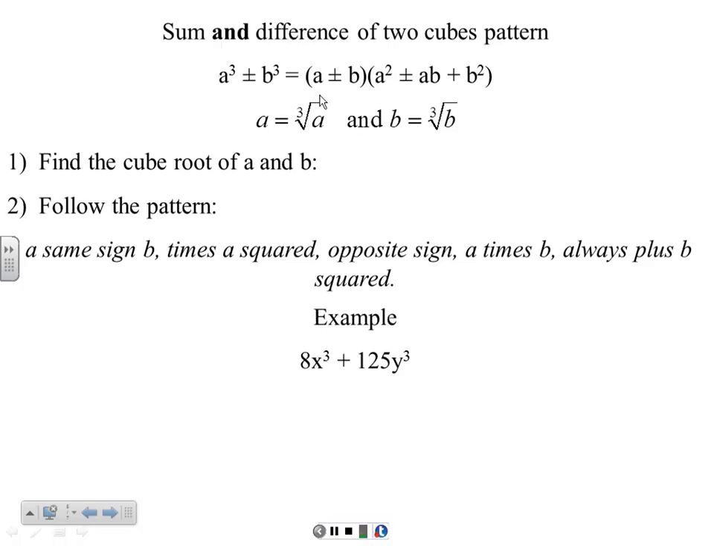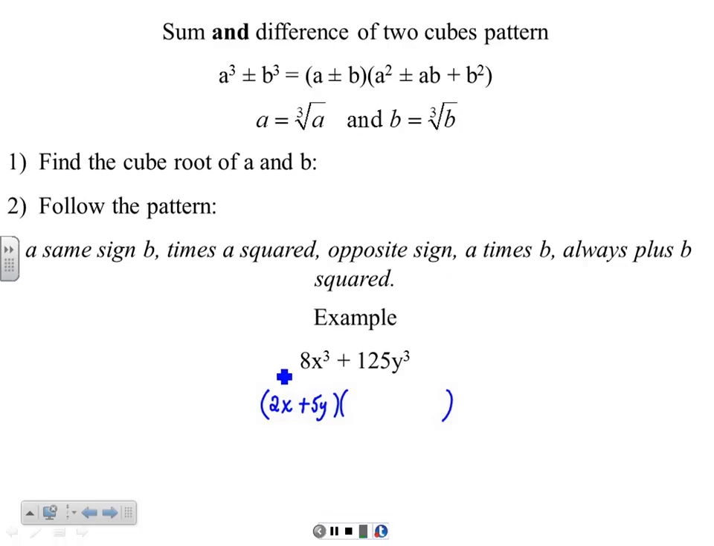Okay, so the first thing I want to do is take the cube root of each one of these. Notice I'm going to make a binomial times a trinomial, so I'm going to set up the parentheses for that. The skeleton is what I call it: a binomial and a trinomial. In my binomial, it's going to be the cube root of my first term. The cube root of 8x cubed is going to be 2x. And we're going to use the same sign. And the cube root of 125y cubed is going to be 5y.